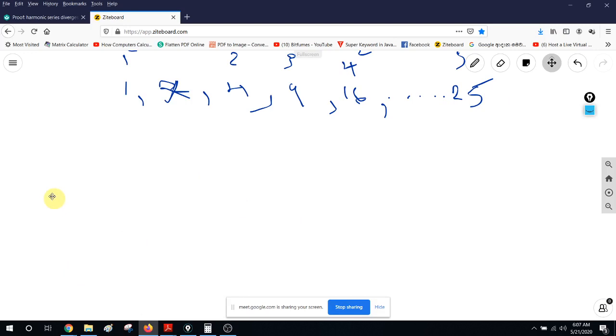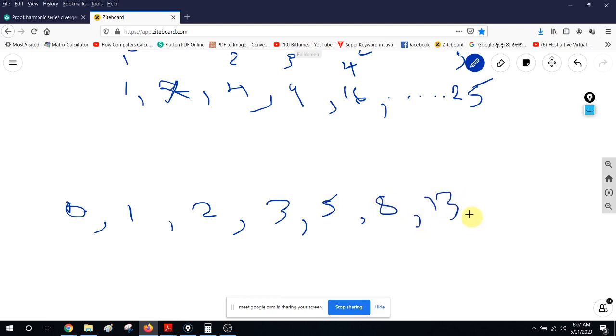Let's say 0, 1, 2, 3, 5, 8, 13. So what is the next number? Can someone tell me what is the next number in this? Is it a sequence or is it not a sequence? If it is a sequence, what is the name? Of course, if it is a sequence, you must be able to tell the next one forever.